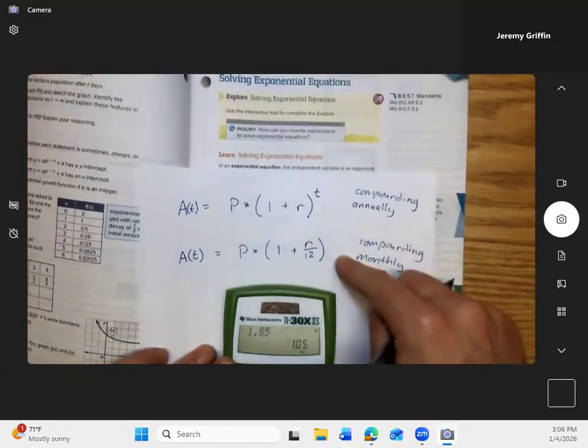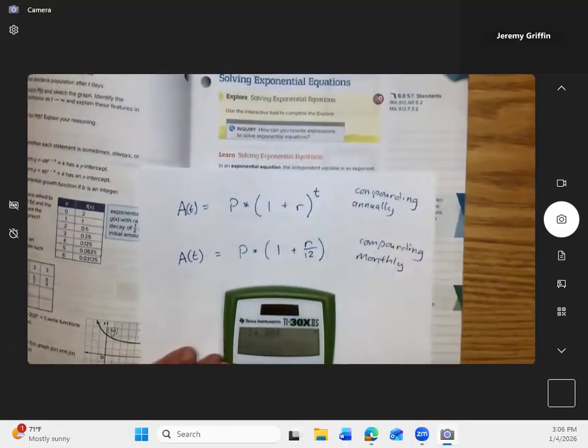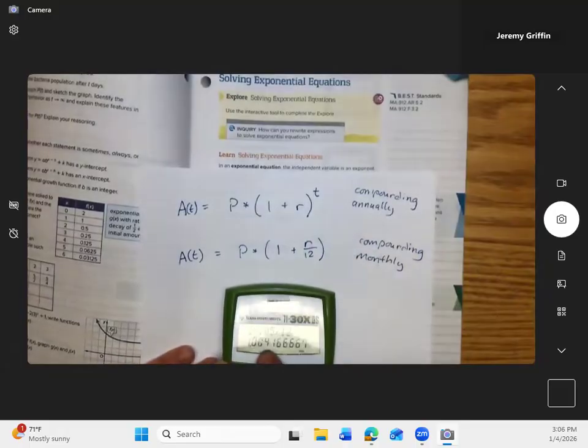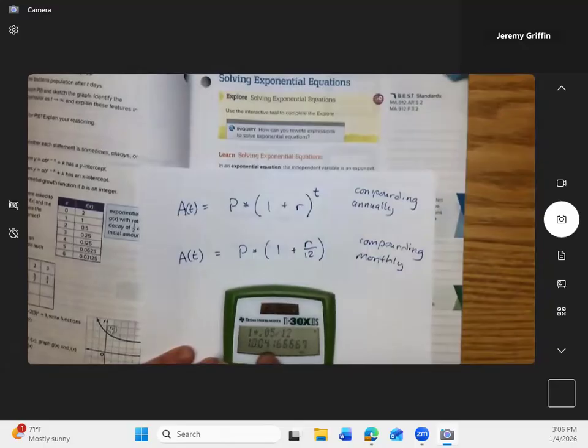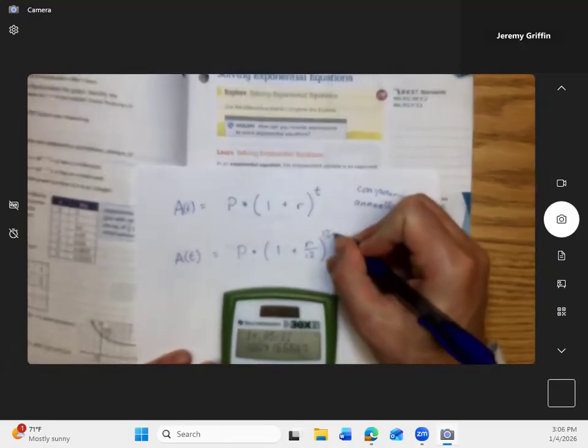That's if it compounds annually. But if it compounds every month, it would be 1 plus 0.05 over 12. It would be something more like this, 1.004 something, right? So I have to do 12t up here.